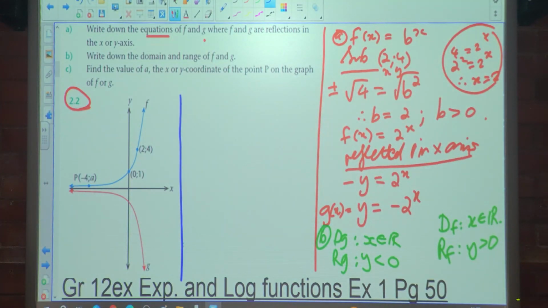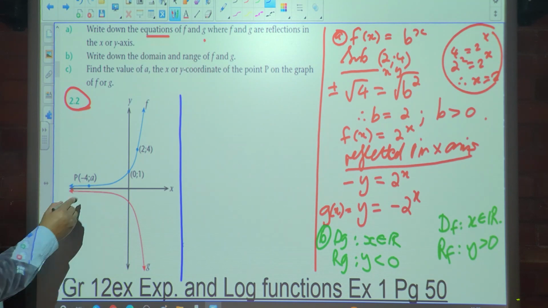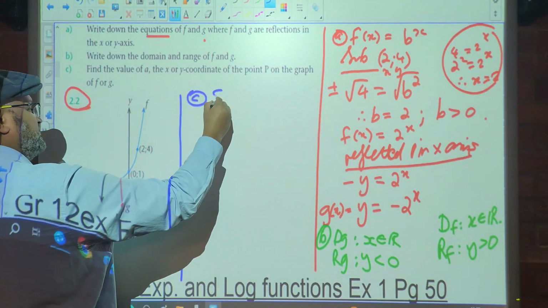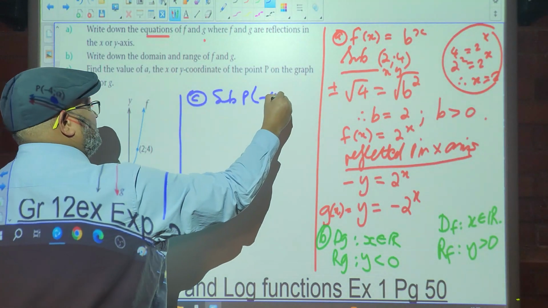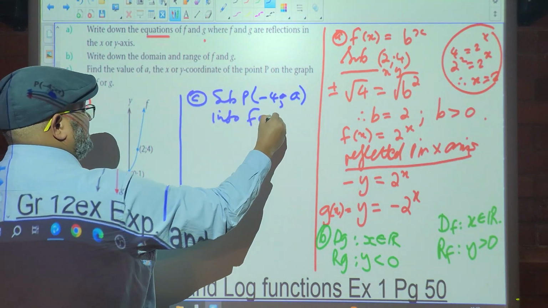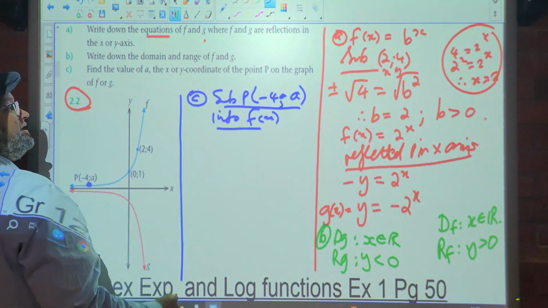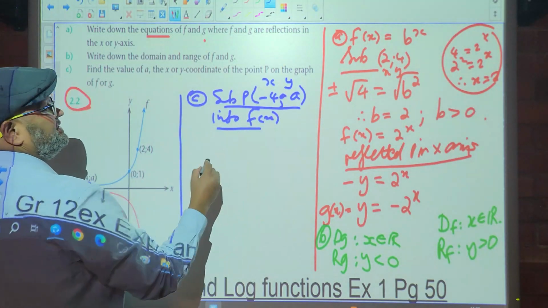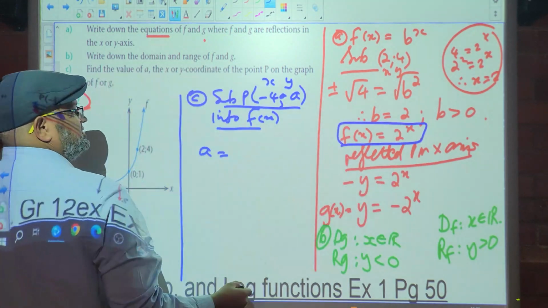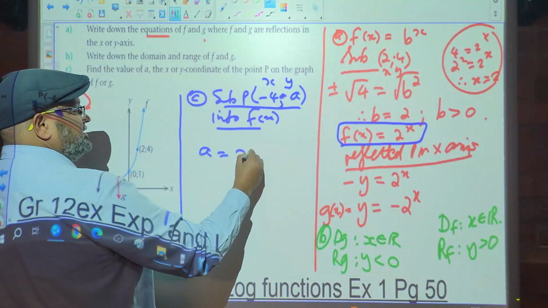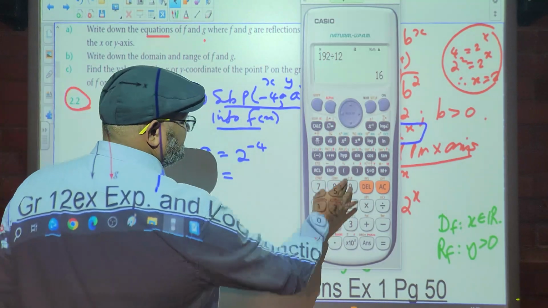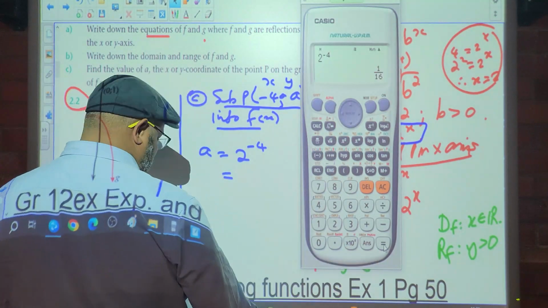Next question. Find the value of a. Where's a? But a is lying on f of x. So we're going to substitute p, which is negative 4 and a, into f of x, and only f of x. So x and y. So a is equal to, remember that's the equation, that's the y, a is equal to 2 to the negative 4. And 2 to the negative 4 is 1 over 16.